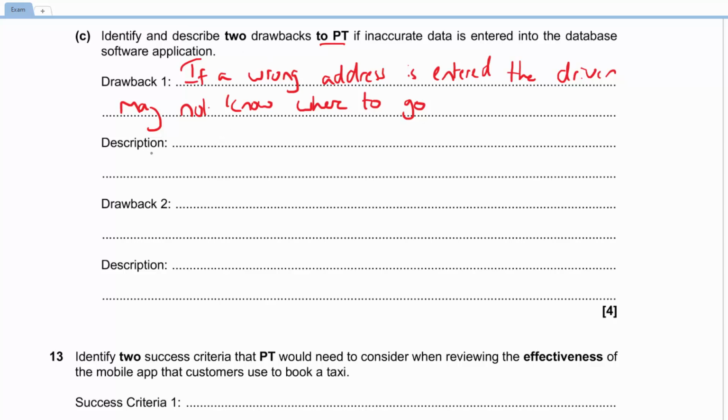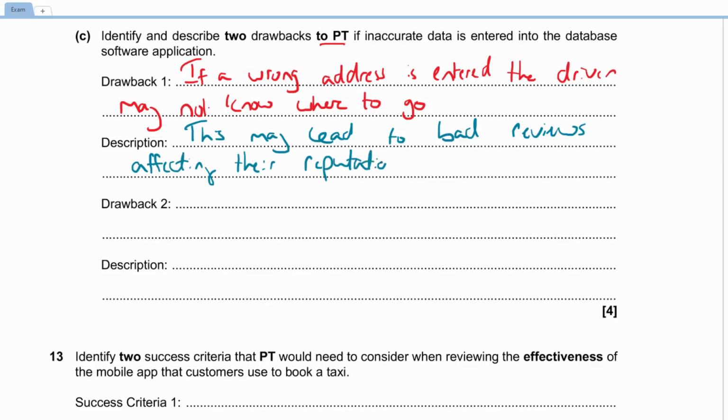So the description of why this is a drawback is this may lead to bad reviews of the company, right? If your taxi driver doesn't know where to go to, you're not going to be very happy. Bad reviews affecting the reputation of the company. So we'll always link it to the business when it says something like drawbacks to the company.